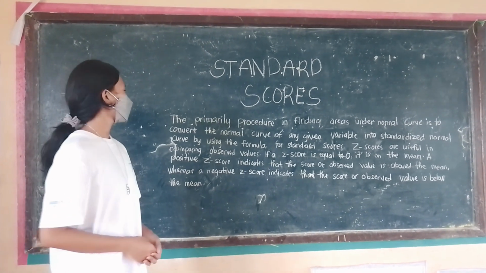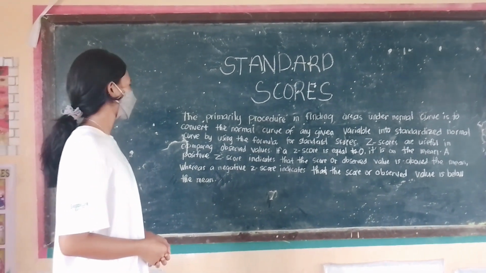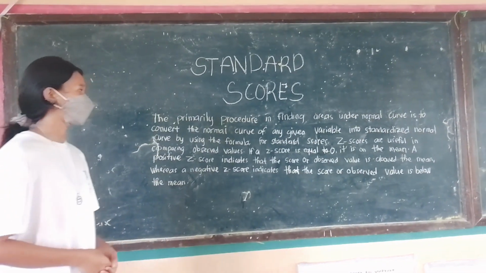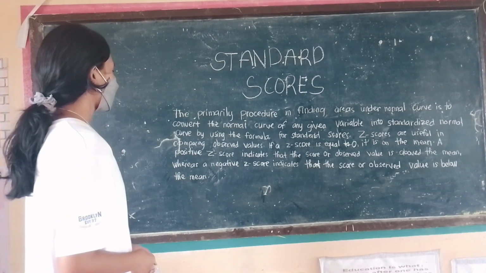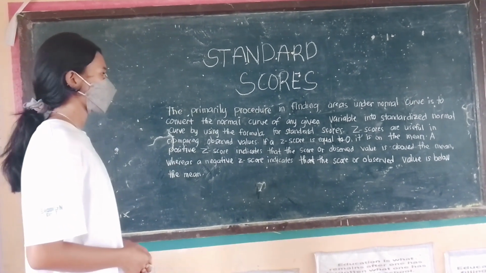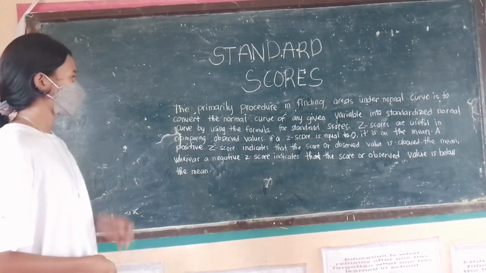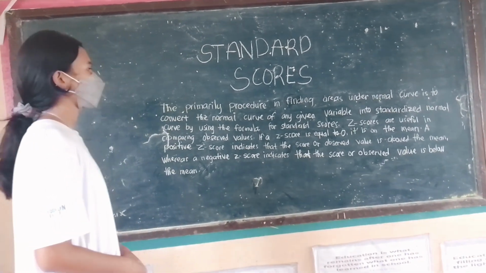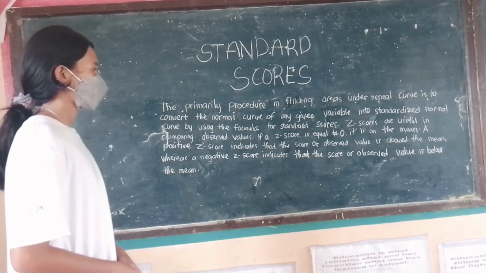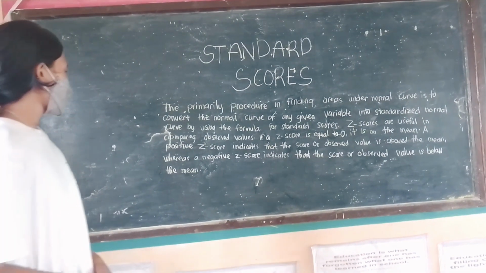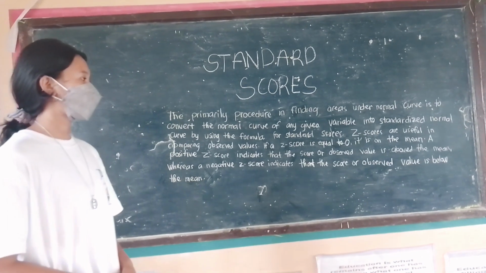Standard scores. The primary procedure in finding areas under the normal curve is to convert the normal curve of any given variable into a standardized normal curve by using the formula of standard scores. These scores are useful in comparing observed values. Because this score is equal to 0, it is at the mean. A positive z-score indicates that the observed value is above the mean, whereas a negative z-score indicates that the observed value is below the mean.